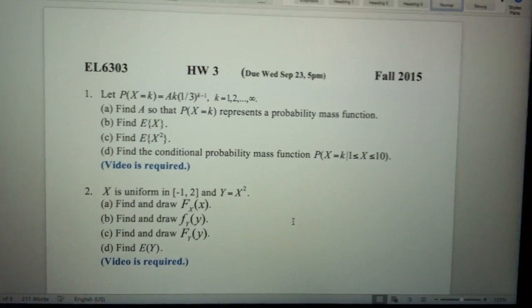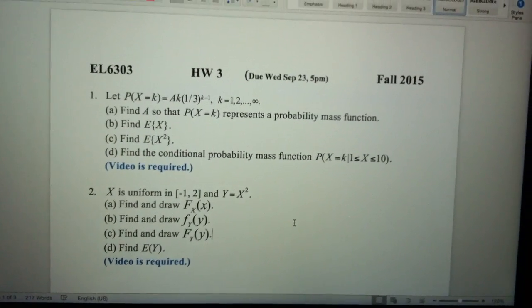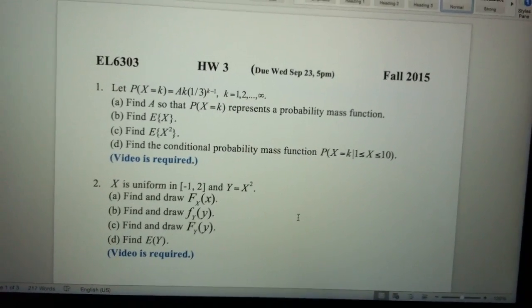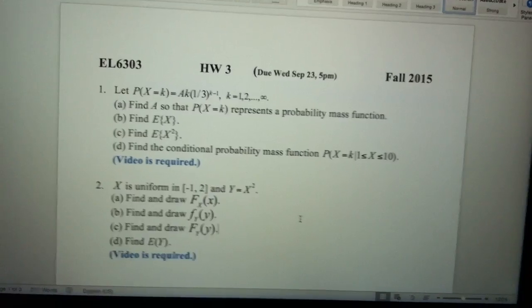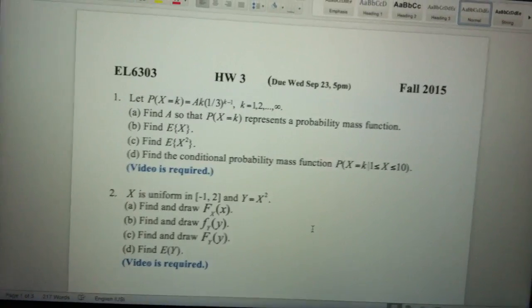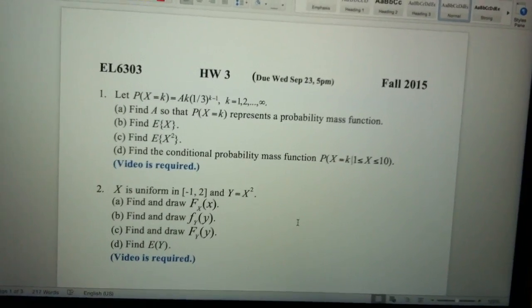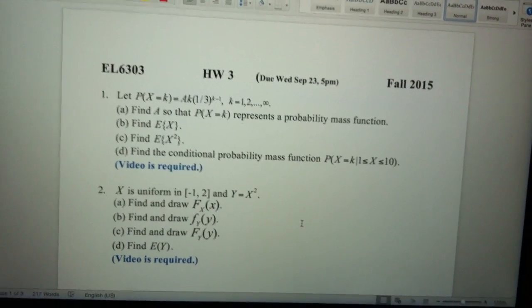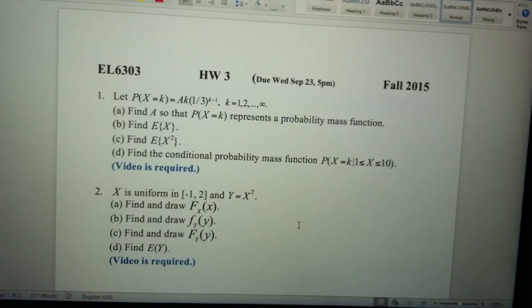Here's the solution to question 1 of homework 3. From this title, we can find 4 problems. Let's begin the first one: finding a so that the probability of x equal k represents a probability mass function.